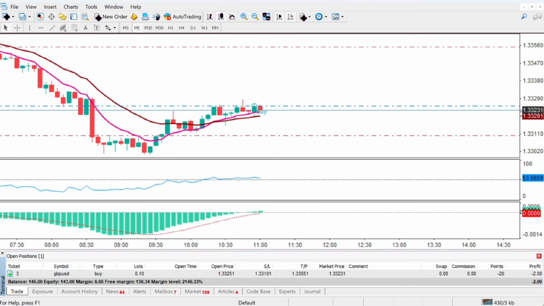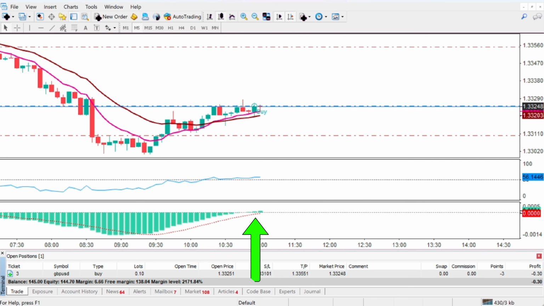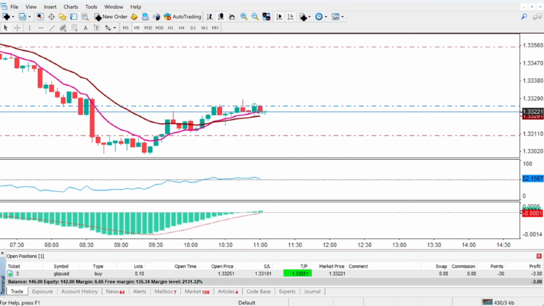Alright, trade 3. Setup was clean again. 9 EMA above 21 EMA, RSI above 50, MACD flipping bullish. All the boxes ticked. So I followed the rules exactly and went in for a buy at 1.33251, stop loss 15 pips down at 1.33101, and take profit up at 1.33551. Lot size 0.10.